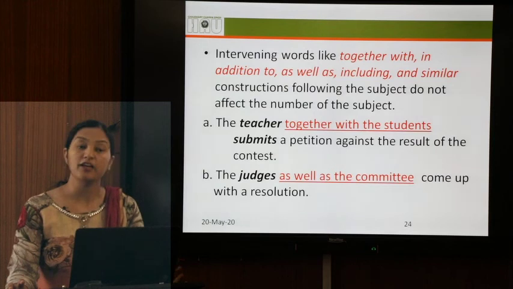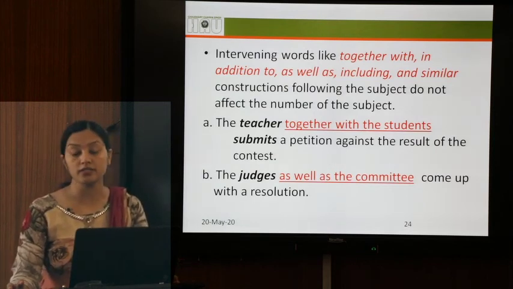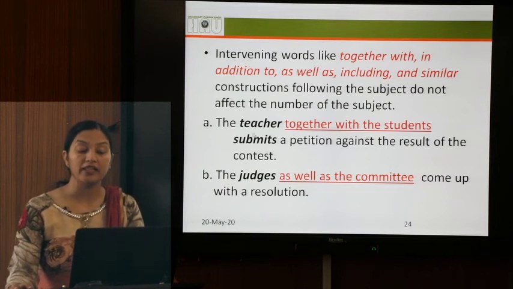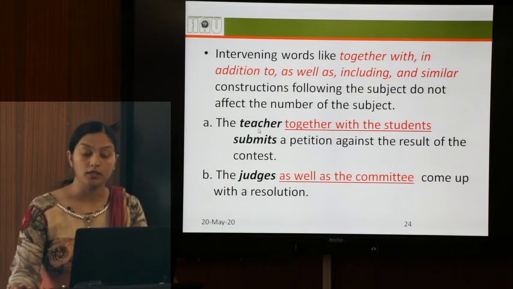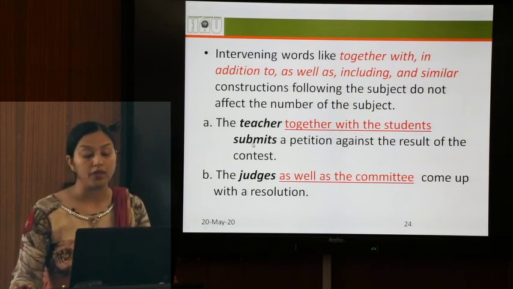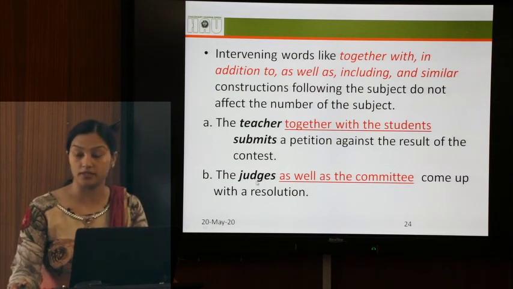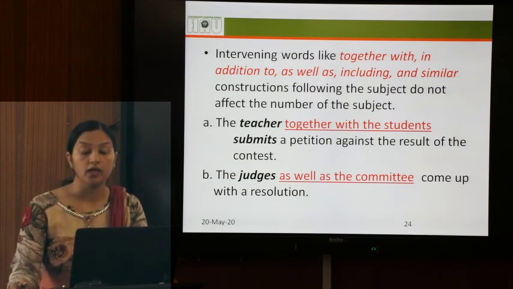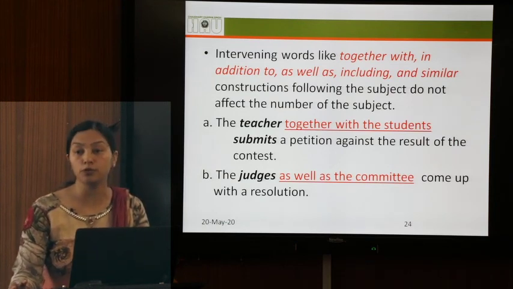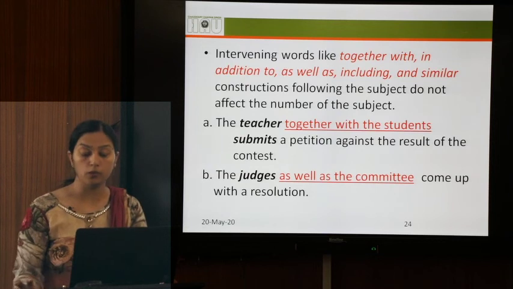Our subject, if it is singular, we'll be using a singular verb. In the first example, please pay consideration that our subject is singular. So irrespective of this plural intervening word, we are using a singular verb. And in the second example, the judges as well as the committee come up with the resolution. So our main subject was plural, we have used a plural verb with that.